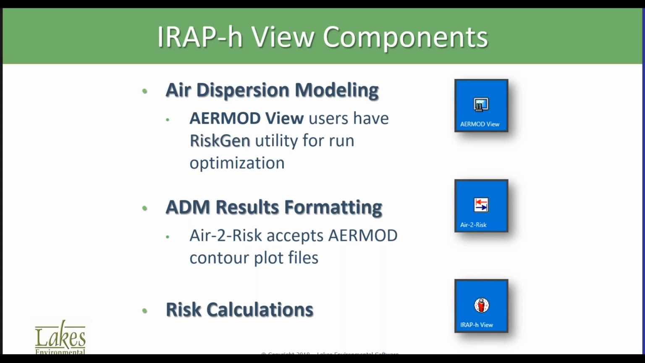Once you finish modeling with AirMod, you then take your air dispersion modeling results and you need to format those for input to IRAP-h View. I'll show a demo of Air to Risk here in a minute, but it accepts AirMod contour plot files as well as ISC-ST3 and ISC-PRIME contour plot files. Once those contour plot files have been formatted, the results can be read and processed directly within IRAP-h View.